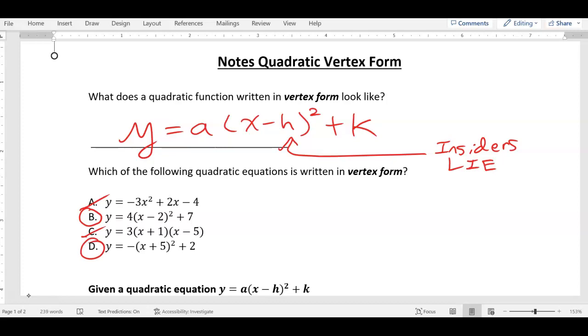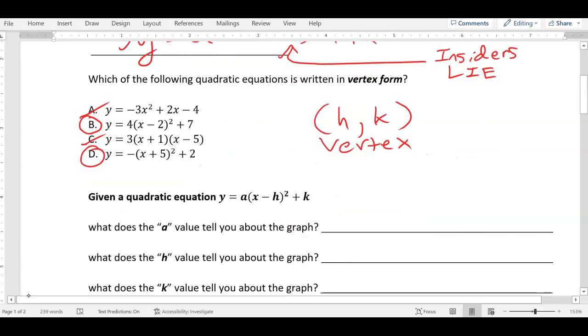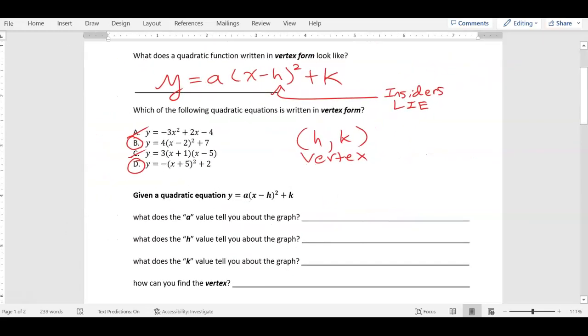So here's the deal. Whenever you have vertex form, H and K is your vertex. H comma K is the vertex. Basically, on your graph, wherever the top or the bottom is, that's your vertex. In this format, you can see exactly where it is. Just remember, H is a lie, the wrong sign. So let's fill this in real quick. The A value tells you if it is a vertical stretch or compression.